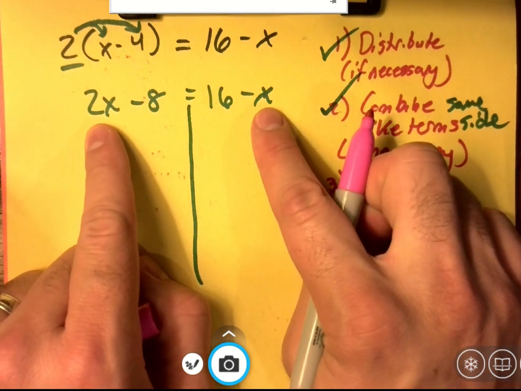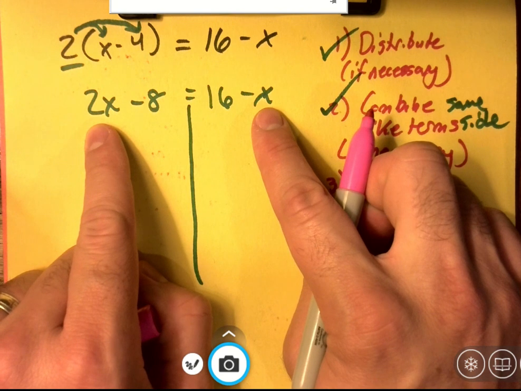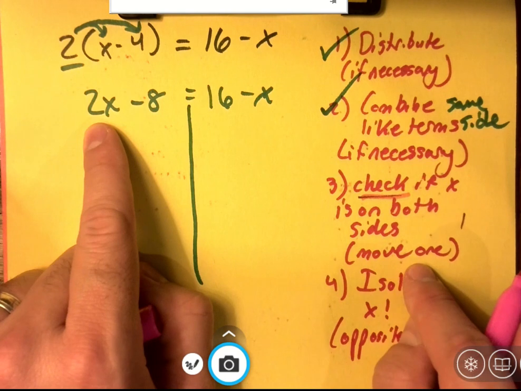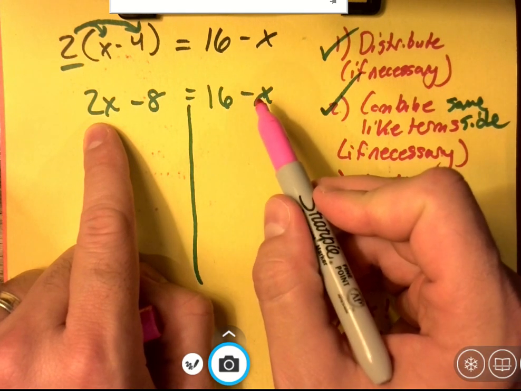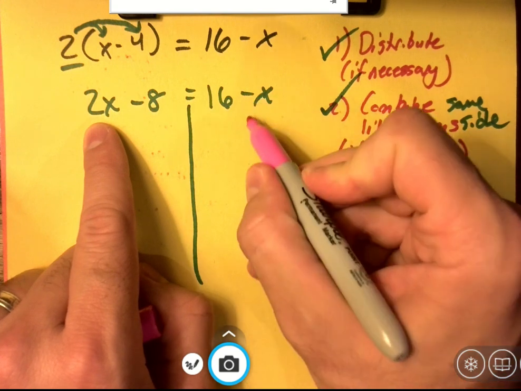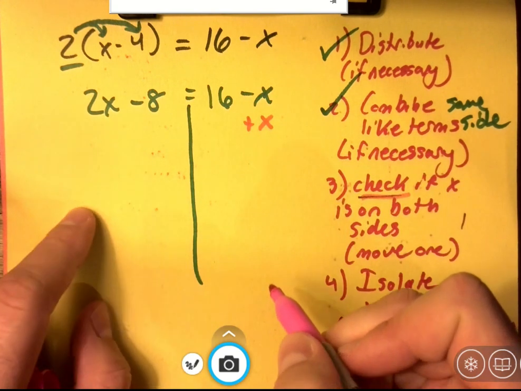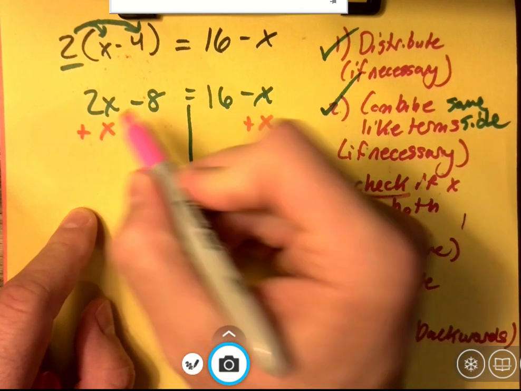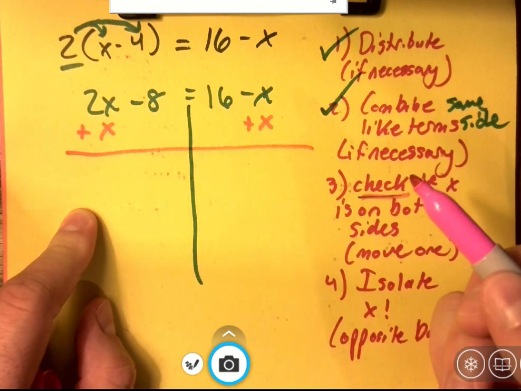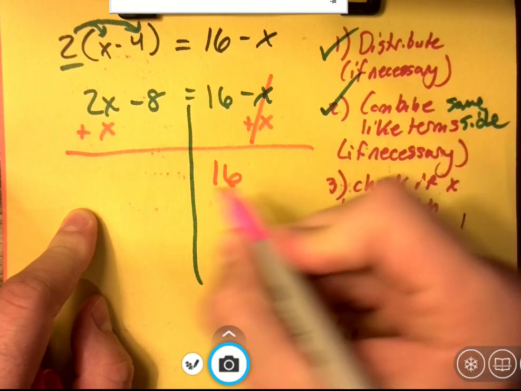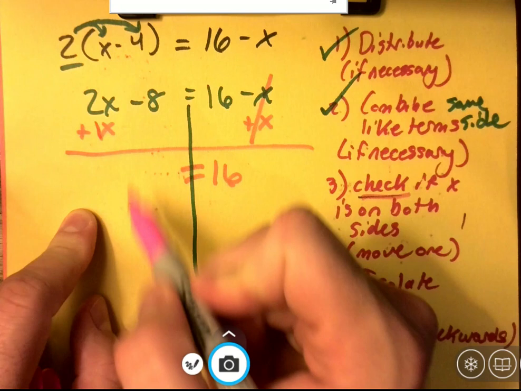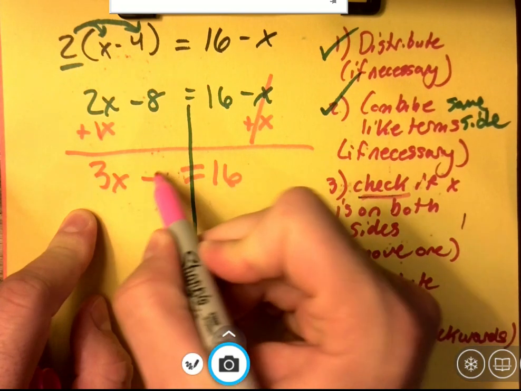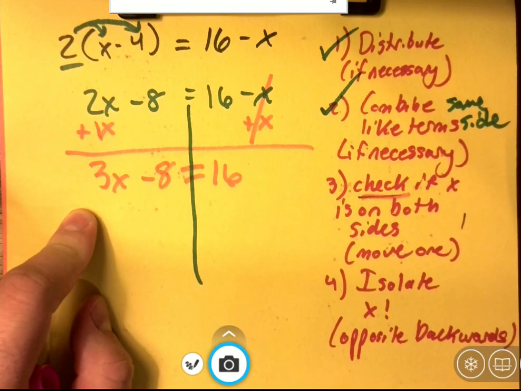This is also where students tend to mess up: when there's an x on both sides, they tend to not know what to do. If there is an x on both sides, you need to move one of them. What I usually do is, if one of them's negative like this one, I move that one because it keeps things positive. So the way I move minus x is by adding x here. And then I'm also going to add x here. Now these cancel, so we're left with 16 over here. And 2x plus x, you think of this as 1x, so 2x plus 1x is 3x. Minus 8 equals 16. Okay, so that was that step.